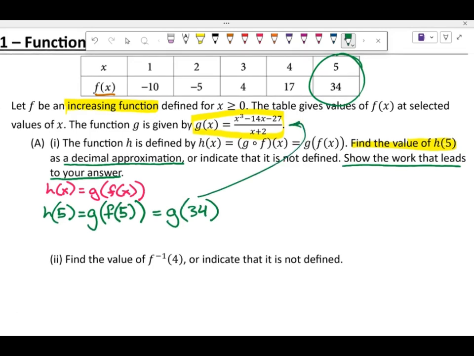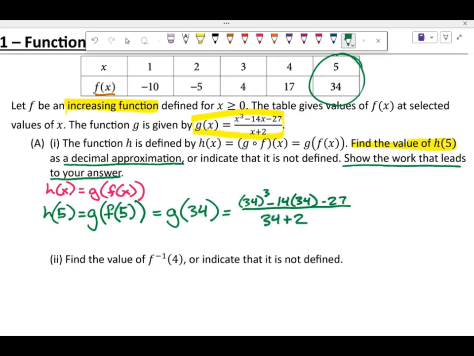We have g of x right there, don't we? Plug it in. At this point, I think this is enough work to just give the decimal, but if you want to be extra careful, show plugging it in. Say, hey, that's 34 cubed minus 14 times 34 minus 27 over 34 plus 2. That's the plug-in that needs to happen.